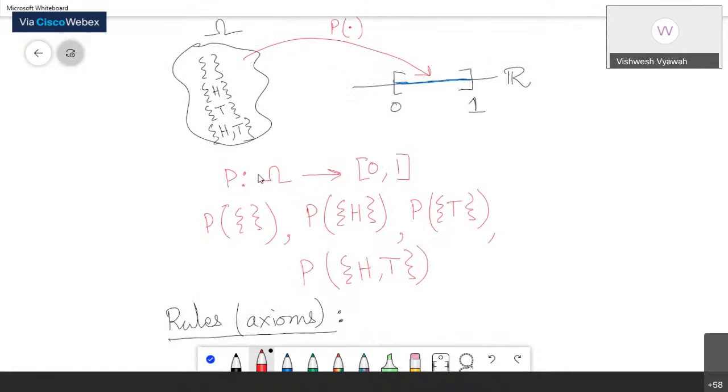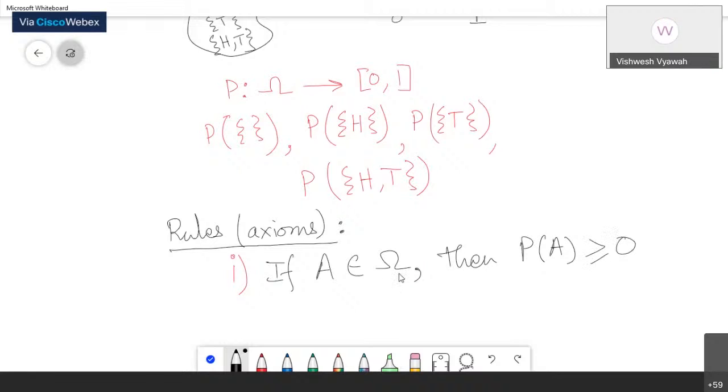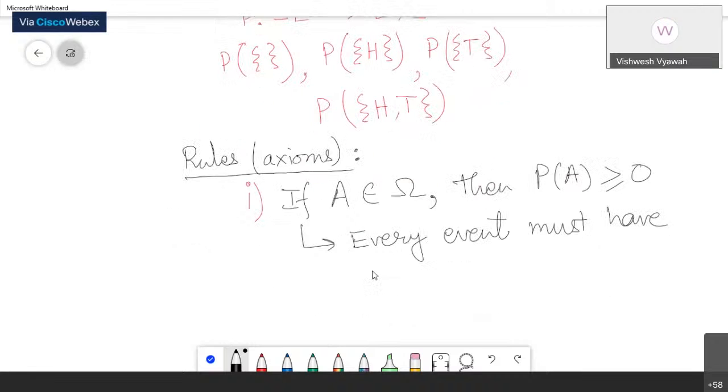But any function cannot be a probability measure, or a probability mapping. The function has to satisfy three axioms, three rules basically. Those three rules we will write down. Number one: if there is any event A which belongs to sigma, then the probability of A has to be greater than or equal to 0. Very important condition. What does this mean in plain English? Every event must have a probability.